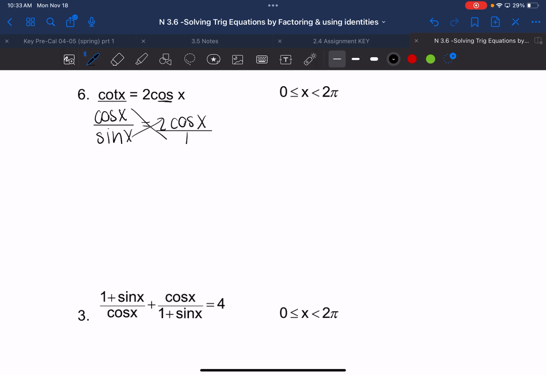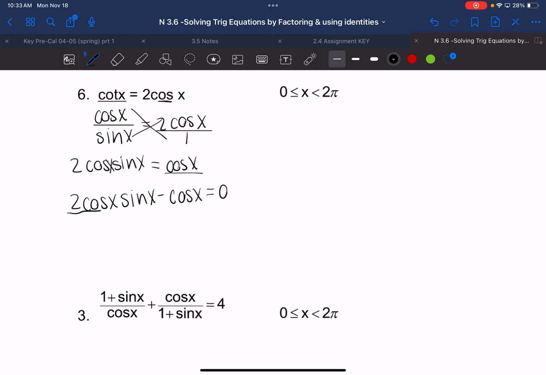All right. So 1 times cosine of x would just be cosine of x. And then 2 cosine of x times sine would be 2 cosine times sine. And that way we got rid of the fractions before we moved everything over. Okay, so now I can subtract this cosine over. I'd have 2 cosine of x sine of x minus cosine of x equals 0.